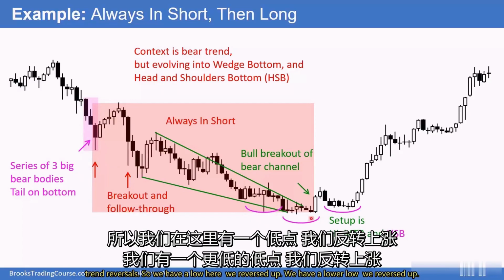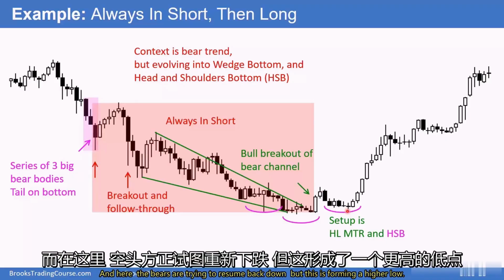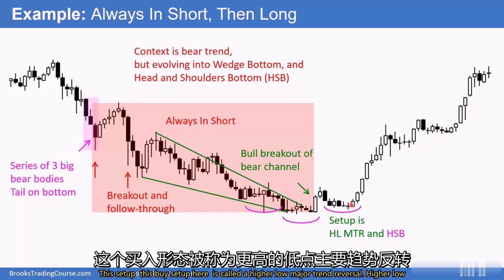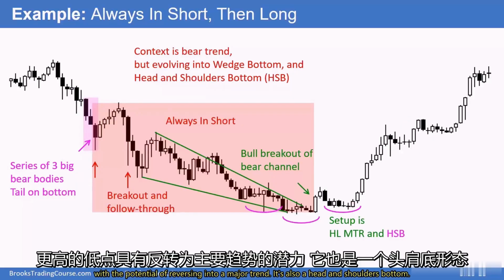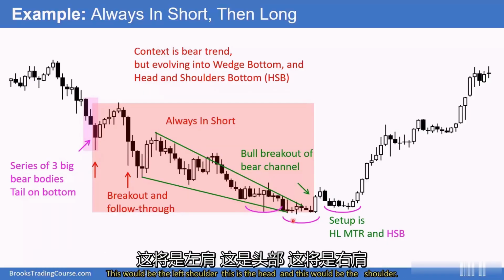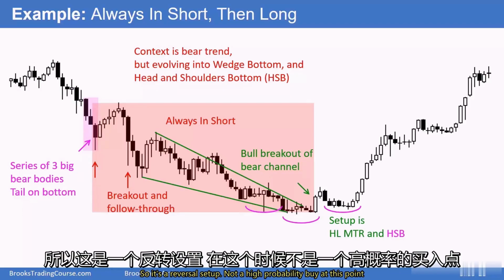So we have a low here, we reversed up. We have a lower low, we reversed up. And here, the bears are trying to resume back down, but this is forming a higher low. This setup, this buy setup here, is called a higher low major trend reversal. Higher low with the potential of reversing into a major trend. It's also a head and shoulders bottom. This would be the left shoulder, this is the head, and this would be the right shoulder. So it's a reversal setup.